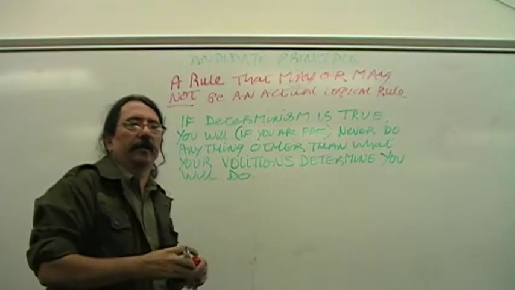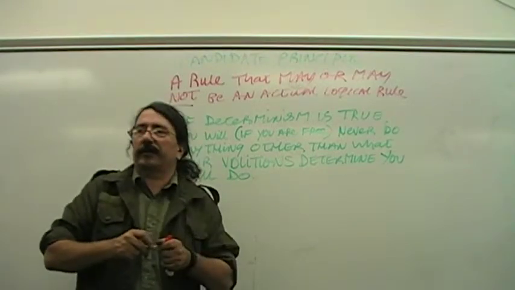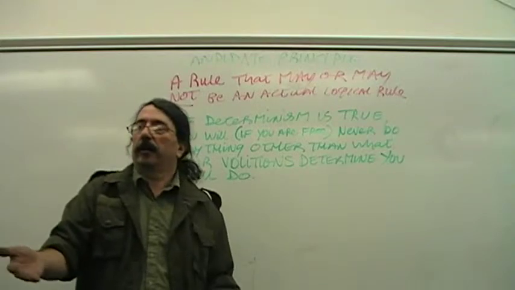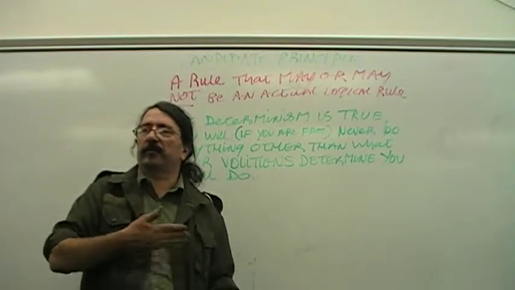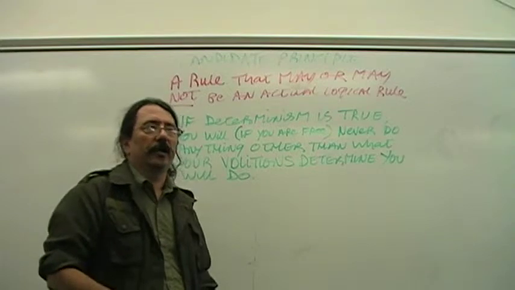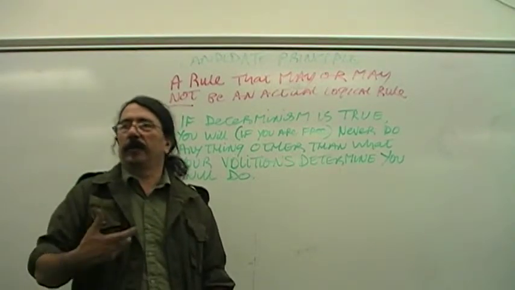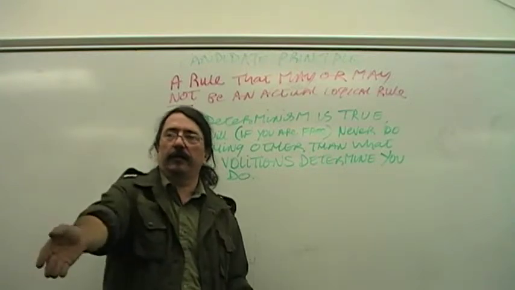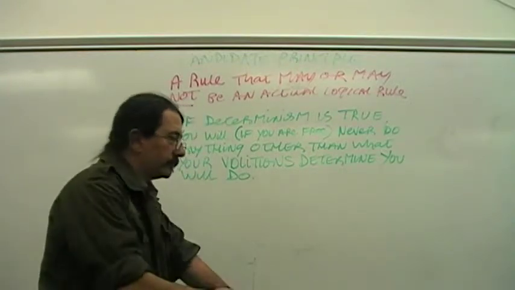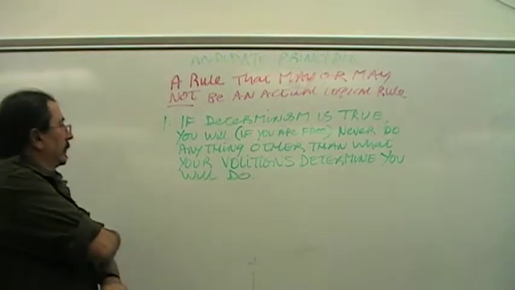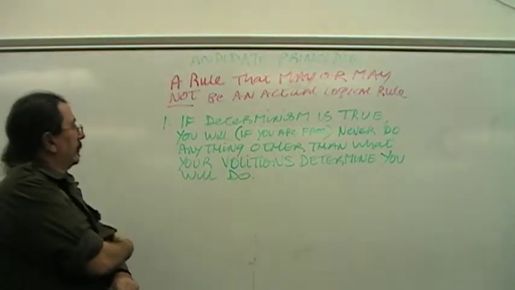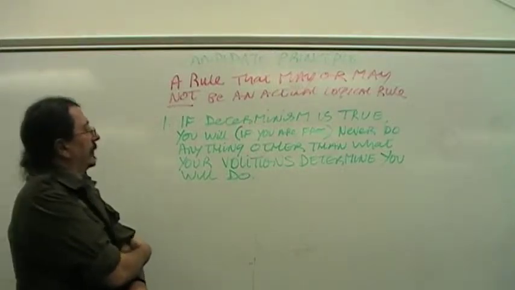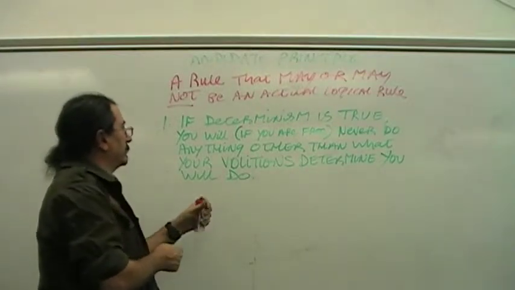And I'm locating this at the level of volition because that's what action is. Action is what follows volition. Right? I make a decision. If it's a real decision, it's followed by a volition, and that volition is followed by action. Volition is the mental part of doing something that you're doing. Right? So, if determinism is true, you will, if you are free, never do anything other than what your volitions determine you will do.